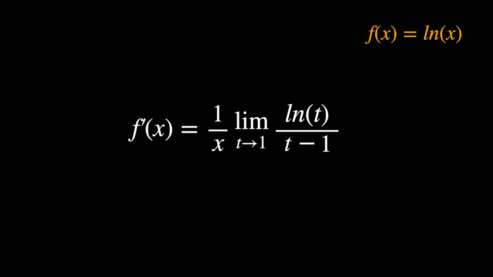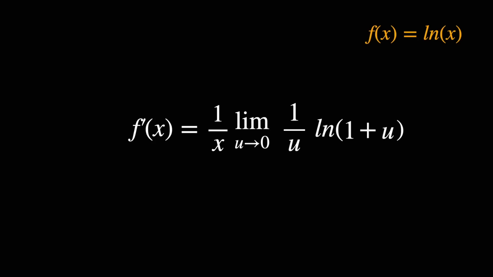We're going to use a couple of clever substitutions to help us out. Let's clean up that denominator by letting u equal t minus 1, which means t equals 1 plus u. And as t approaches 1, u has to approach 0. Subbing these in, we change our limit. Let's rearrange and put the 1 over u out in front. And again, we can use log properties to bring that 1 over u up.